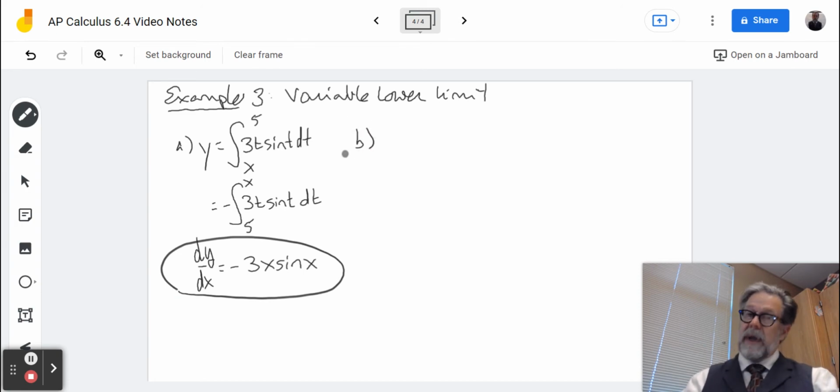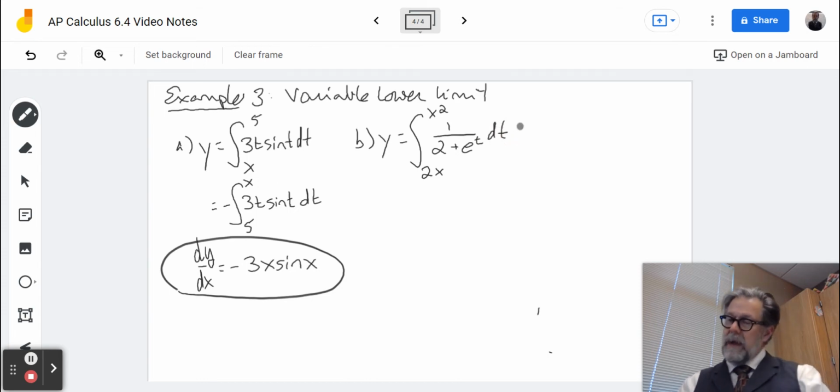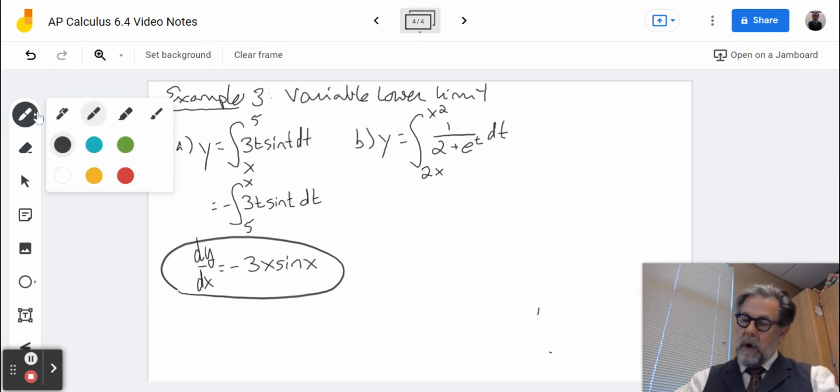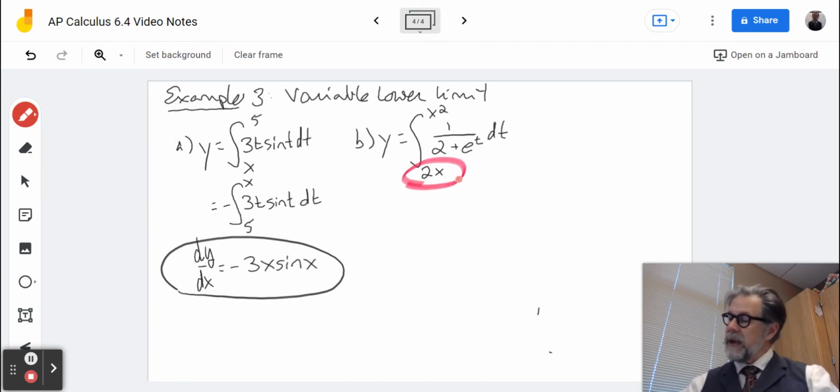So, a slightly more complicated situation. What if we have two variable limits? Let's say we start at 2x and we go to x squared, and we'll do 1 over 2 plus e to the t dt. What do I do with this? That's not a constant. I can't just say it doesn't matter, because when I take the derivative, it certainly will matter.